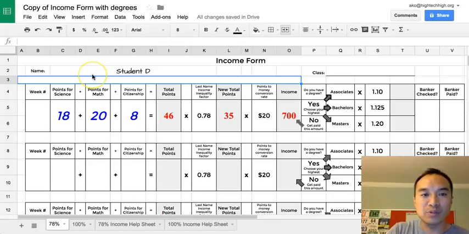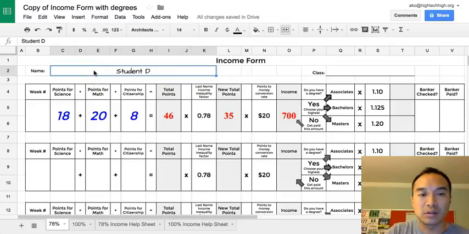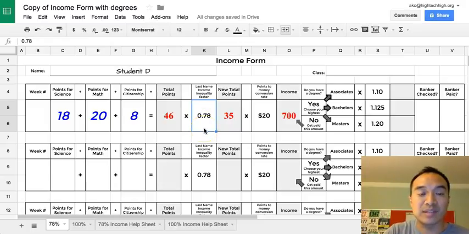All right, so here's the first student, and this student's name is student D. D as in dog, and they have an income inequality factor of 0.78, which is the same thing as 78%. Now, what I want you to notice is that these blue numbers are numbers that Mr. Co will write in. So I'll go in and write down how many points the students earn for science, math, and citizenship. Now, the red numbers represent what the student has calculated.